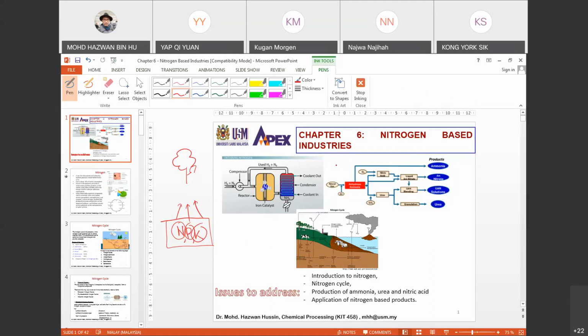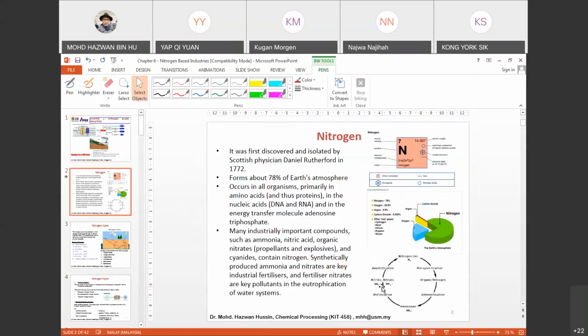So in this chapter, you're going to learn about nitrogen and then the nitrogen cycle. I believe you have also learned this during your high school. Nitrogen cycle, the production of ammonia, urea, and also nitric acid. These will be the products of nitrogen-based industry. So you have to remember all these processes, and also the application of nitrogen-based products.